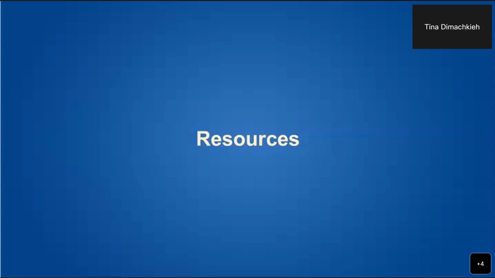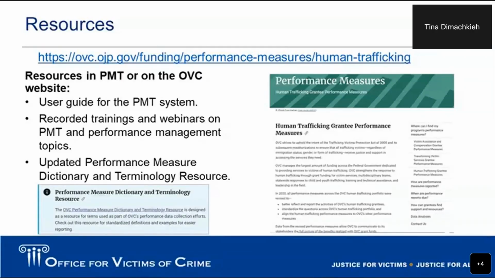Here are a few of our resources. I know I mentioned the JustGrants resources, but we have our OVC performance measures webpage. We have a specific webpage for the human trafficking portfolio. This is where this recorded training will be housed. There's other trainings around how to use the PMT, how to write a narrative report, and trainings around the measures as well. We also have user guides. We have the actual performance measures themselves, the solicitation map, the Excel data spreadsheet, the job aid, and a dictionary and terminology resource that will help you understand what terms OVC uses to better understand how to report.